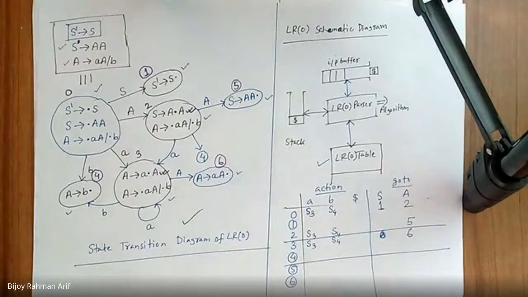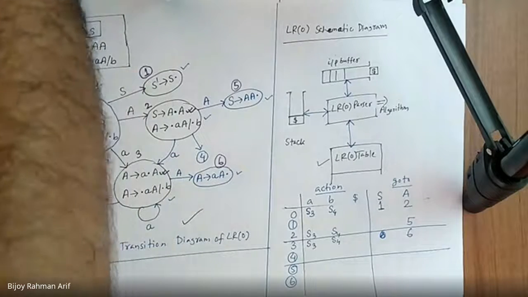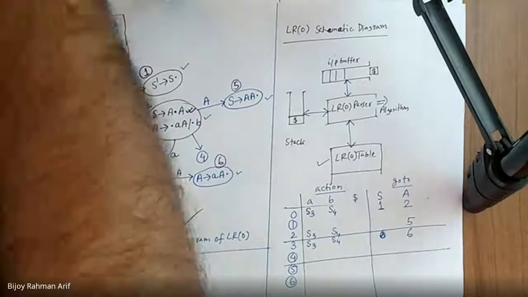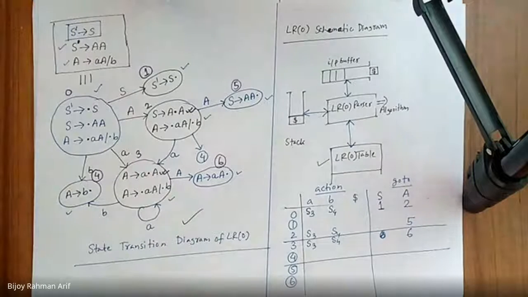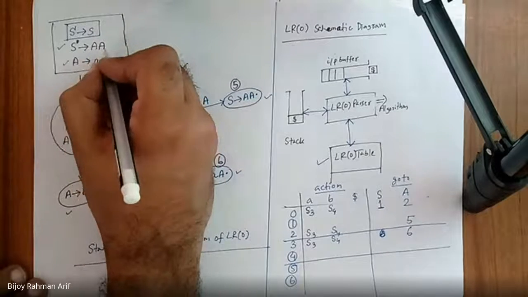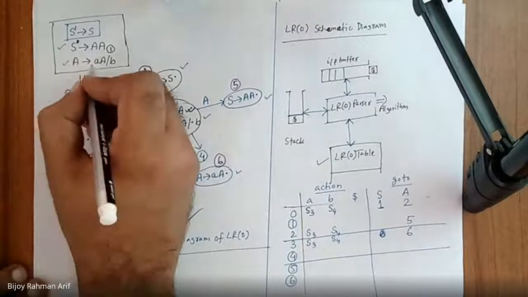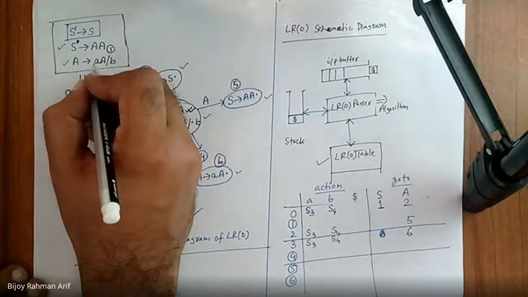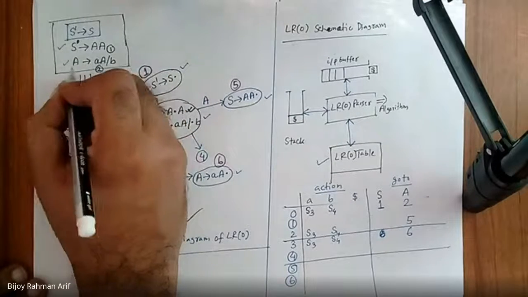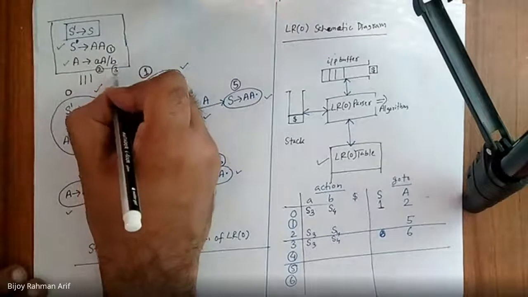Now let's go to the final items. So what are the final items? Final items are actually nothing but the reduce part. That means they are directly involved with the rules. So let's number the rules. Let's call this one, S dash to A A, rule number 1. This one, A to small a capital A, rule number 2. And let's call A to small b rule number 3.